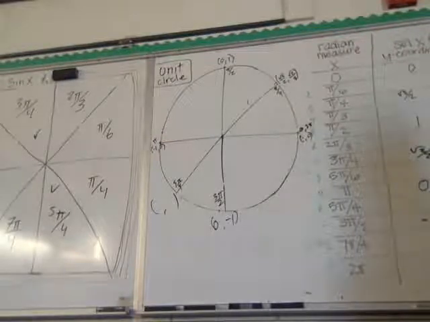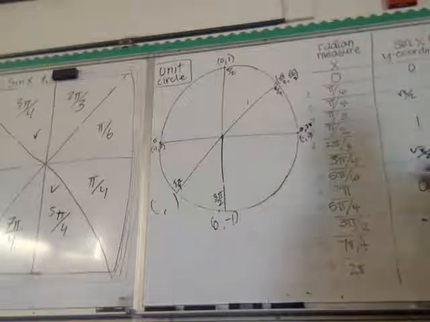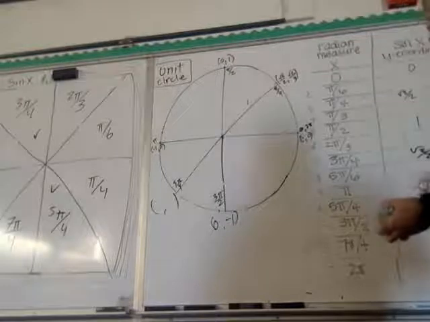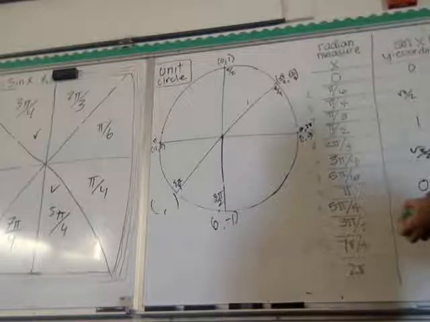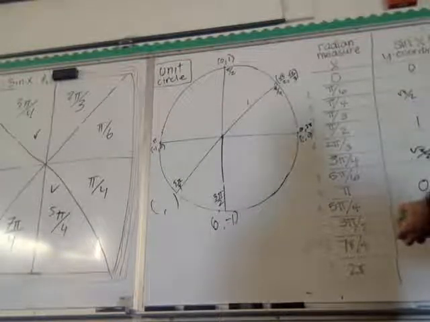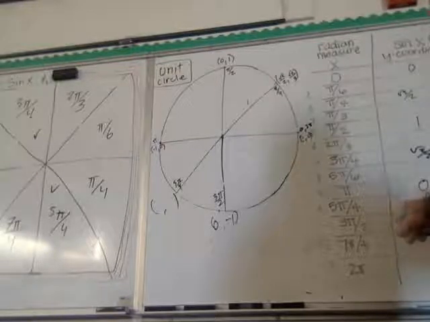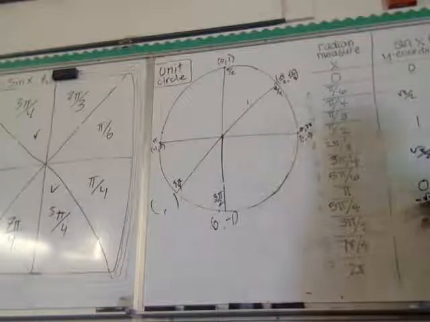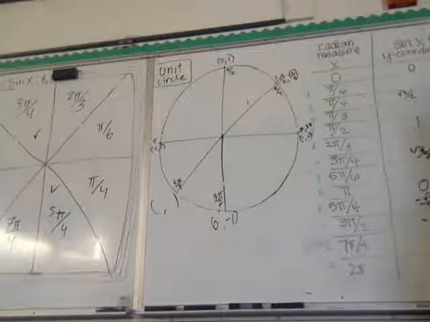Okay, who has this one? We're not going to do all of them. Yeah, Andre. It's negative square root of 2 over 2. That's the y value? Yes, the y. And the x? Then square root of 2 over 2. That's right.